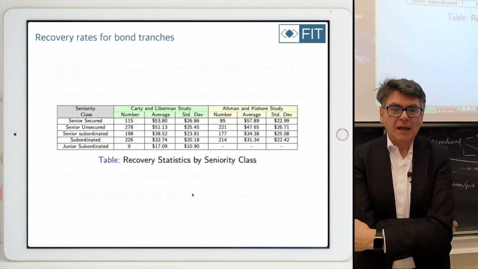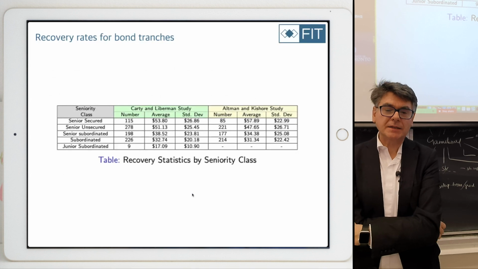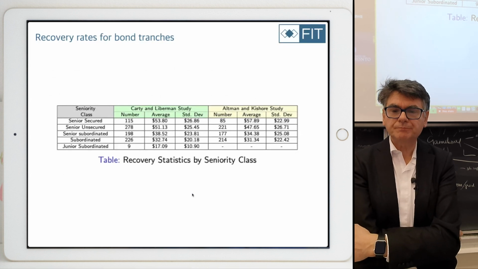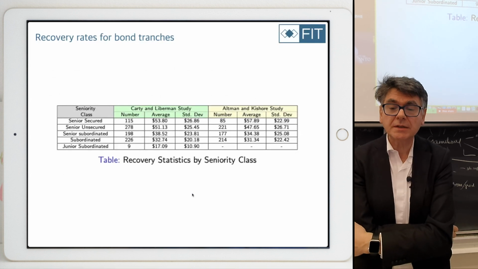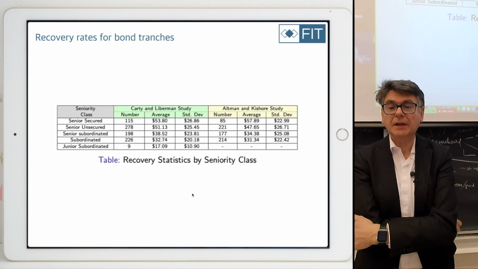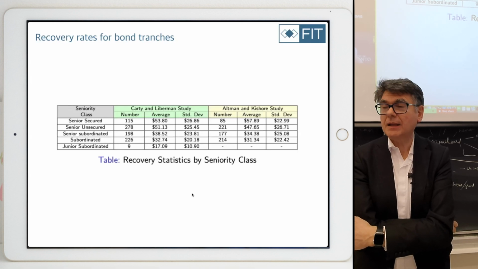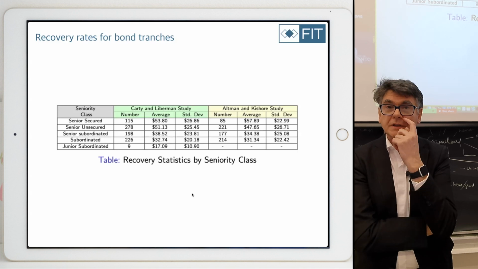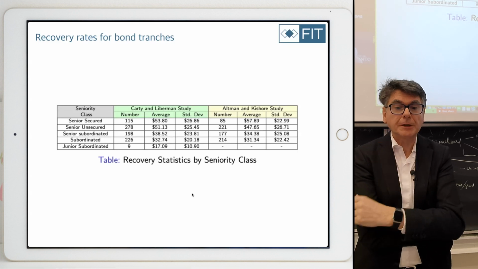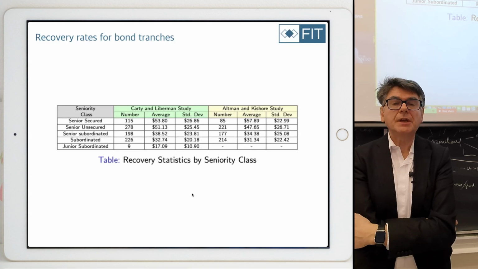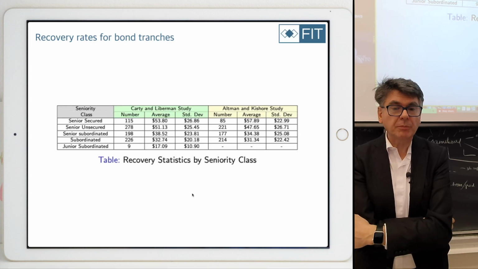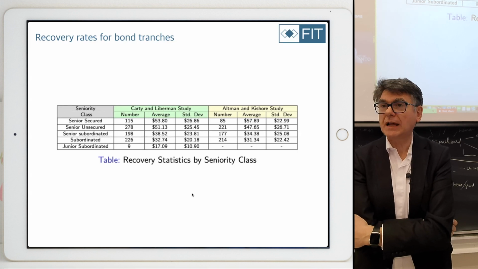You will see. Here is some statistics. This is part of two studies, one by Altman and others, and the other one by Lieberman and others. And I just want to walk you through this so that you understand some of the terminology related to credit. On the left-hand side of this table, you can see something called the seniority class.